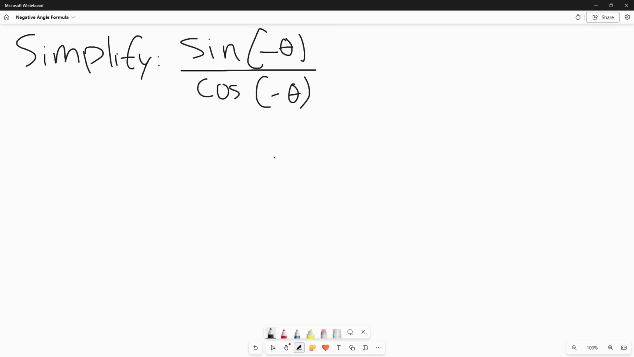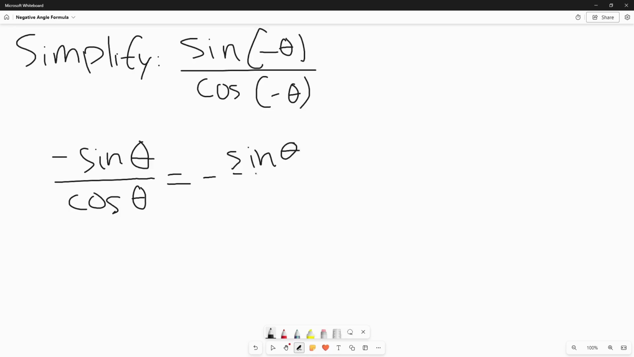Now let's do another example. Here we have both sine and cosine of negative theta, and we can simplify sine negative theta into negative sine theta, and cosine negative theta into cosine theta. And those are both already identities we talked about. So we simplified sine negative theta over cosine negative theta into negative sine theta over cosine theta. And this just equals negative sine theta over cosine theta. And sine theta over cosine theta is tan theta. So this is equal to negative tan theta.